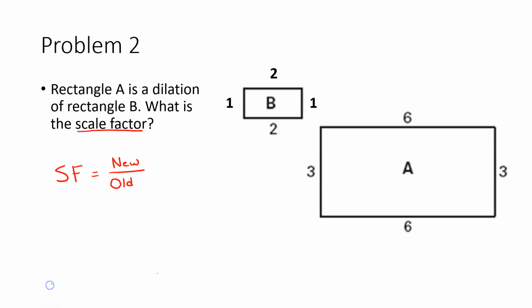Oops, all right, technical difficulties, but I think we're back. All right, so which one is the new one? Which one is the old one? It says rectangle A is a dilation. So that is going to be the new one. So this keyword here, that is the one that got dilated. So I'm going to label that one as my new. I'll go back over here to B and label that as my old.